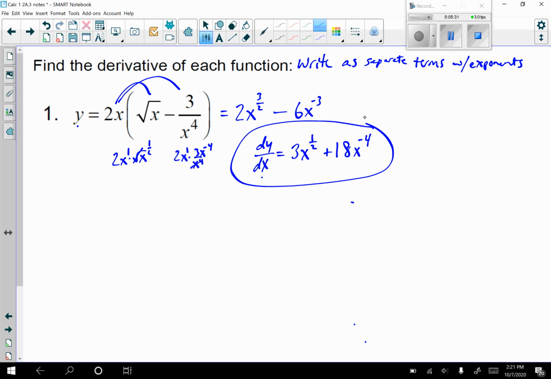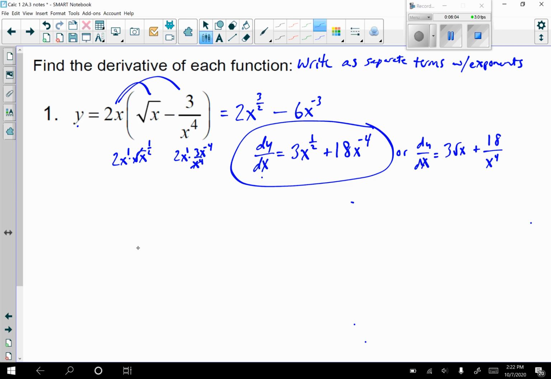Or you could have dy dx, and you could put it back in the original form. It really depends on what you're going to do with this next. How do you want to use the derivative? 3x to the 1/2, you could write 3 root x. You could write plus 18 over x to the fourth. Either one is fine for an answer. You should be able to recognize, as you're checking your answers, that either way it's written in the answer, you can have the other one and it would be true. You could have a correct answer that way.